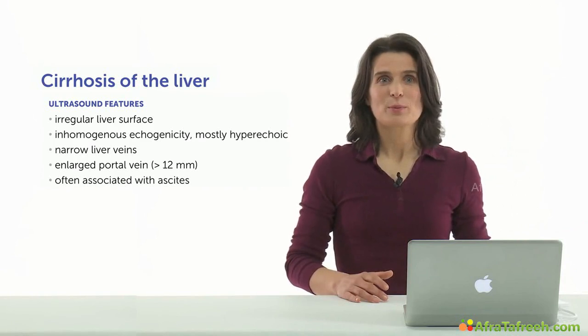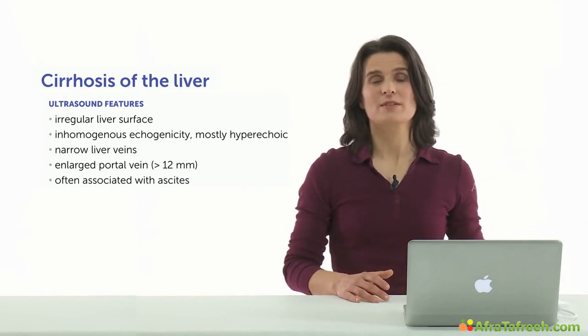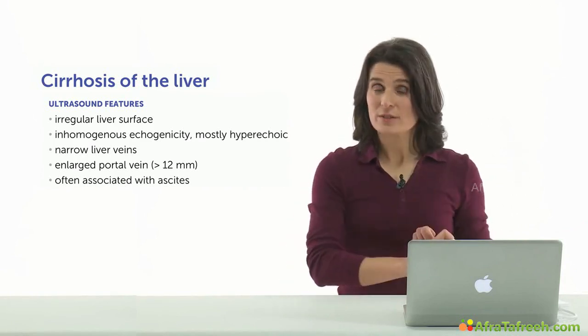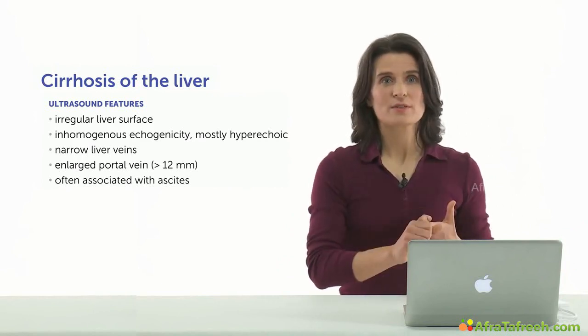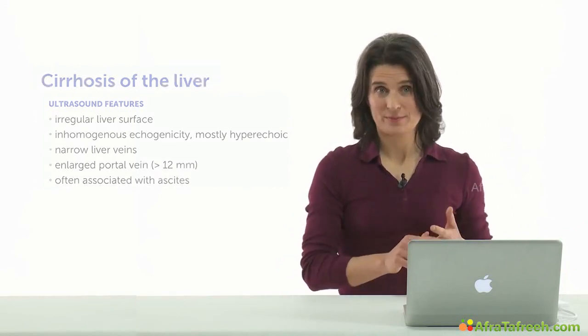Now, this was a lot of information. In this chapter, we saw 3 different diffuse liver diseases: liver congestion, hepatic steatosis, and liver cirrhosis. Let's take a break, and when we are back, we proceed to the next chapter of focal liver lesions.